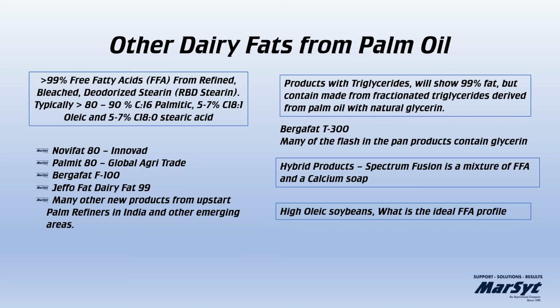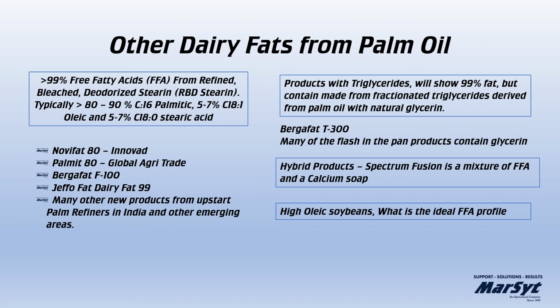There are also some palm oil products that have triglycerides. Now, they will show 99% fat, but the amount of free fatty acid will be much lower. So they are fatty acid molecules held together by a glycerin molecule. Now, the glycerin will break off in the rumen and can cause biohydrogenation, which can lead to milk fat depression and poor fiber digestion.